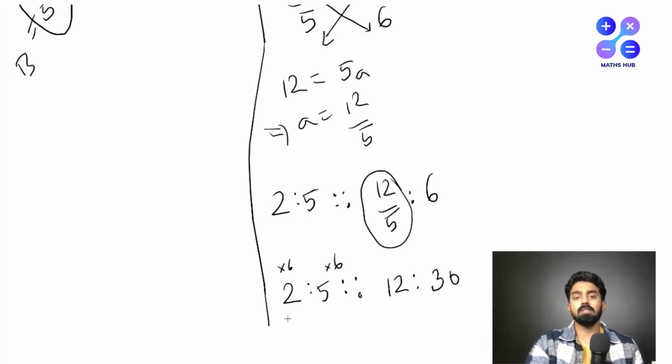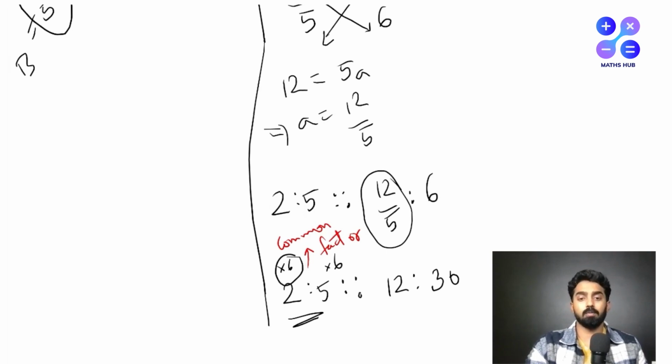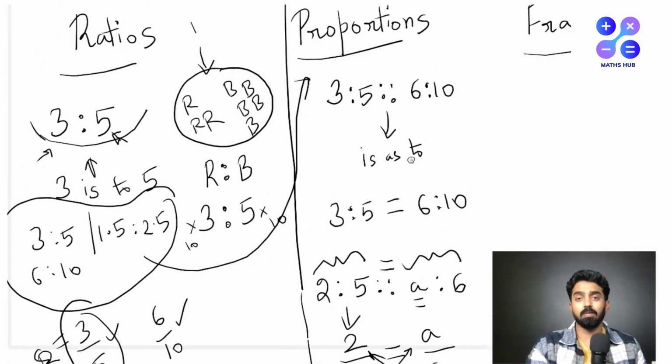So a ratio always remains in the same constraint, but the number you multiplied by is called a common factor. So any common factor you multiply with a ratio, both the numbers you multiply by the same number, and you end up with a proportional ratio. And if you equate the two, that's where you get a proportion, right? So that's ratio and proportion for you.